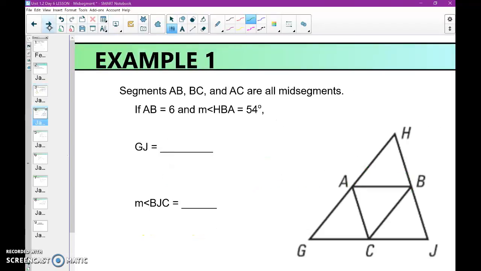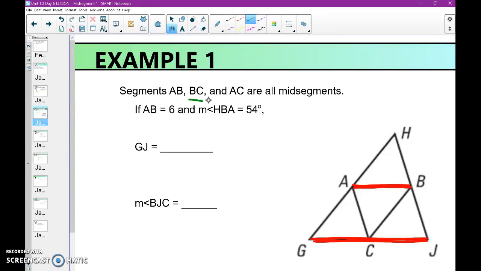So let's move on to the first one. This has got a lot of stuff going on. It says that AB, BC, and AC are all mid-segments. So let's start with AB. If AB is the mid-segment here, what side of the triangle is opposite from it? Which one's parallel to that AB length? Well, it's the one right across from it. It's G to J. You can even see that those two red lines are obviously parallel. They would never touch. They kind of look like the rungs on a ladder. They're perfectly distanced from each other.